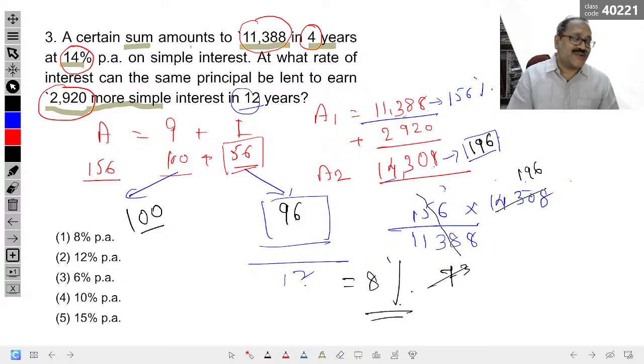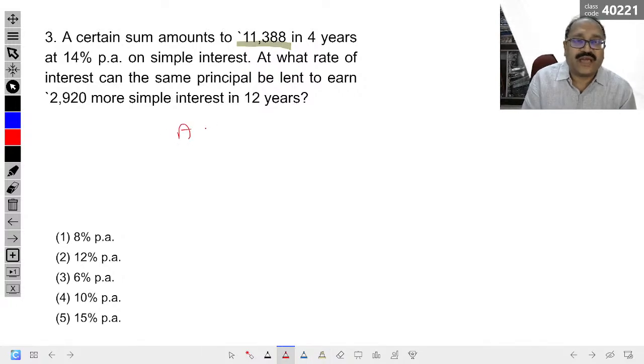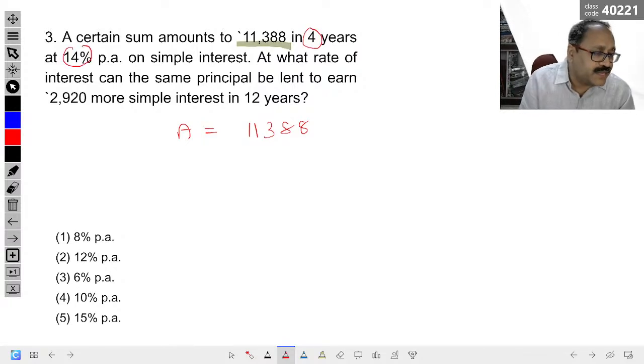Oh, good. So I'll explain this question again. Look at this part. It is said that this is the amount. Amount one is 11,388. And in this amount, how much interest is there? It is for 4 years at the rate of 14% per annum.